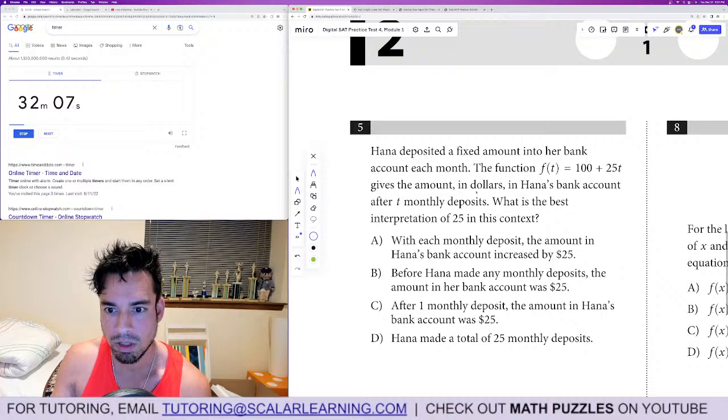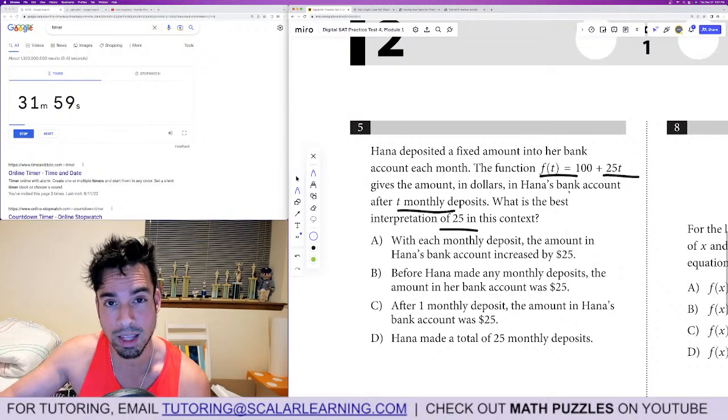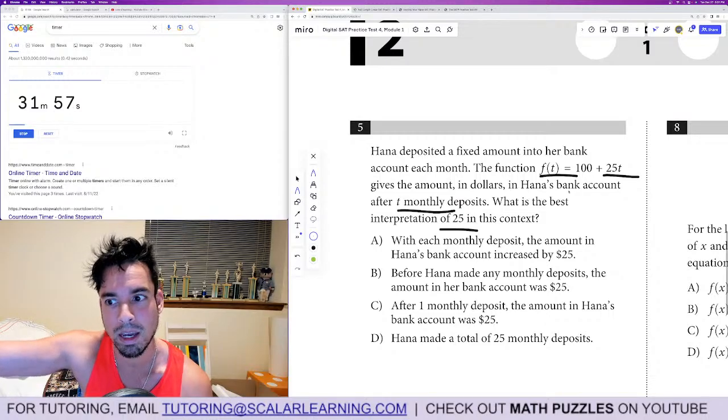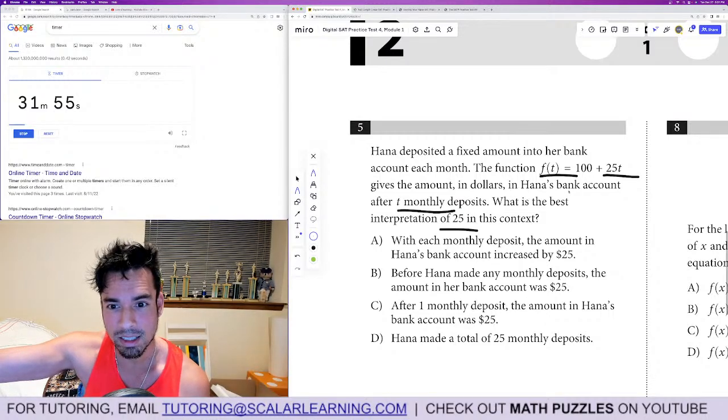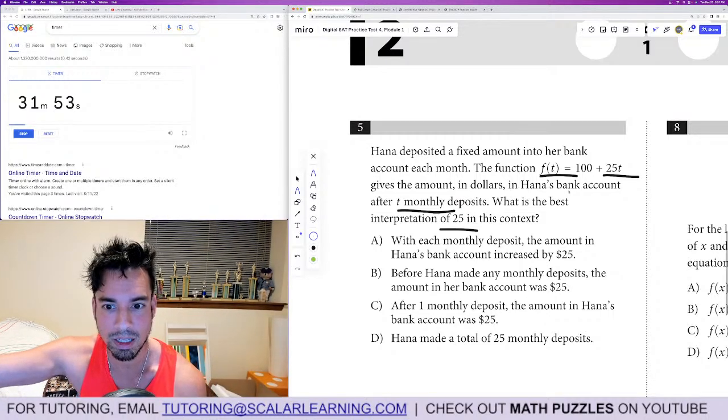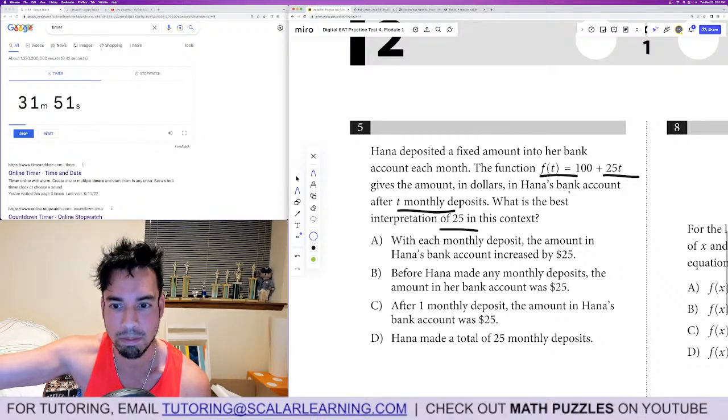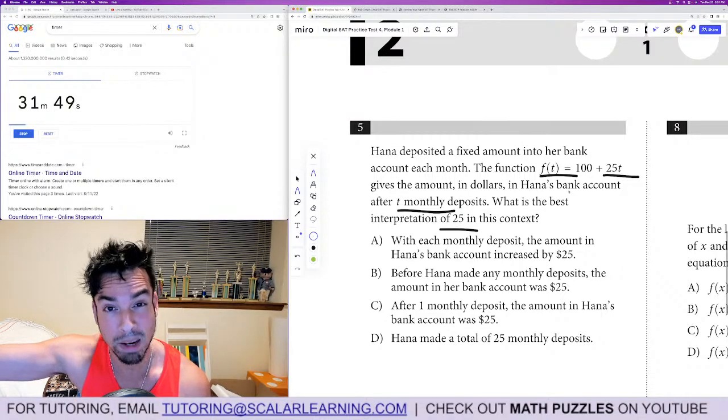The function gives the amount in dollars of her bank account. So this is the total bank account here. What is the best interpretation of 25? So 25 is multiplying the t. This is a linear equation. That means it's equivalent to the slope, aka rate of change, aka in this case, if we're depositing an amount each month, t is the number of months or monthly deposits. 25 is what she's depositing each month.